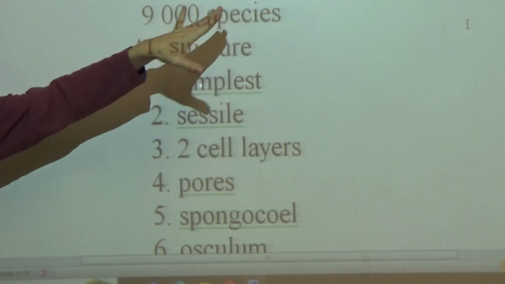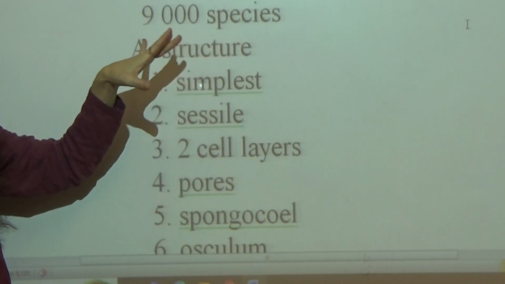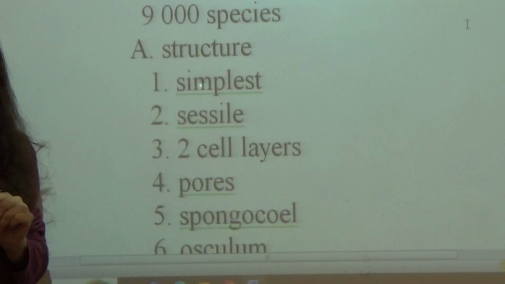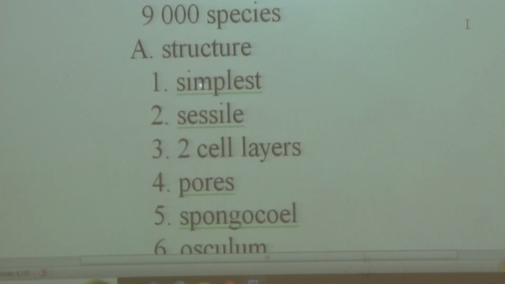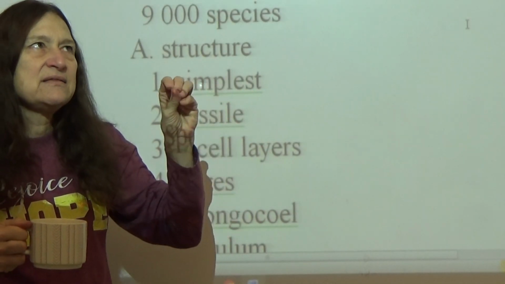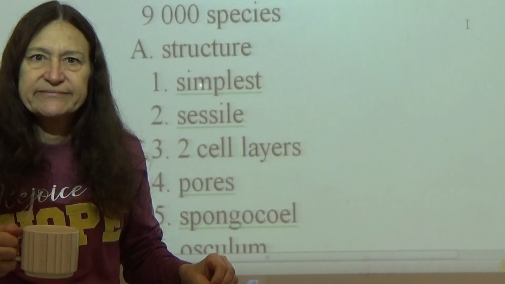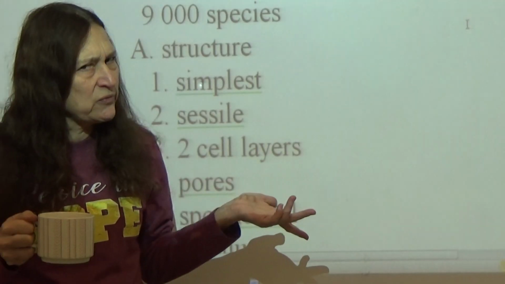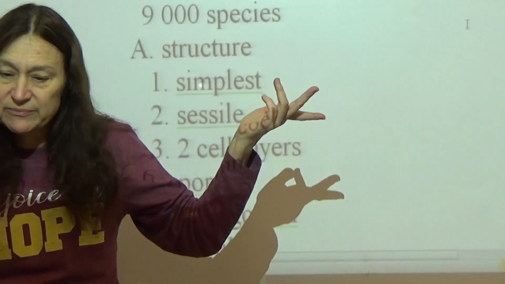All right, so phylum Porifera, there are about 9,000 species, not too shabby. Their basic structure, they are considered the simplest of the animals. They are sessile. Now, that's a new word for you. Sessile means they do not move around. They're stuck in one place. They stay in one place. Now that seems kind of weird when we're talking about animals, but it is the case.